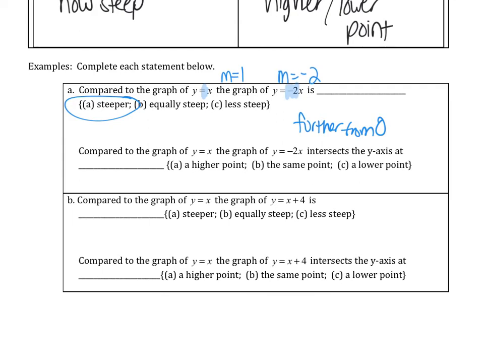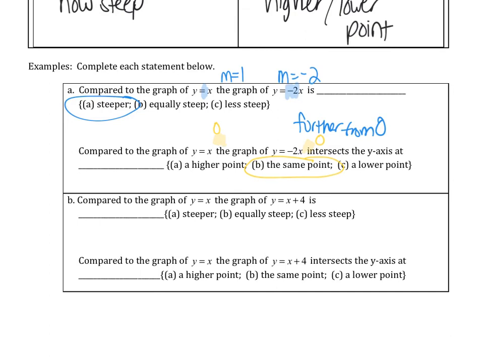Well, remember, when we're talking about a higher or a lower point, we're looking at the y-intercept in our equation. And if you look at that closely, the y-intercept in the first equation is 0, so we've got plus 0. And the y-intercept in the second equation is nothing, so you've got another 0. So they're the same exact number, so therefore they intersect the y-axis at the same point. So slope tells you steepness, and y-intercept tells you whether it is at a higher or lower point.